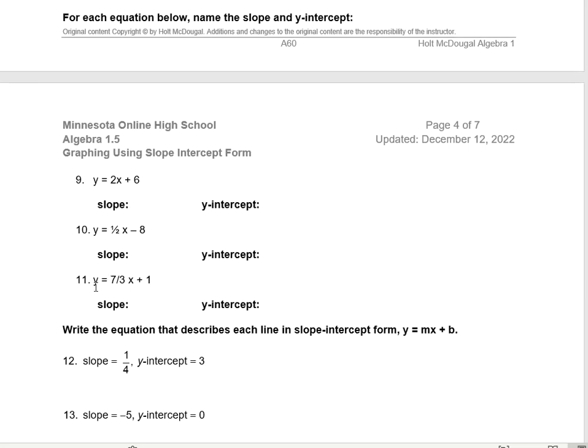Let's do 11. 11 says y equals 7/3 x plus 1. The slope is the number in front of the x, so it would be 7/3. Do not write the x, just the number in front of the x. The y-intercept is the number added or subtracted from the end. If it's added, you write 1. If, like in number 10, it's negative, you'd write -8 for that one.